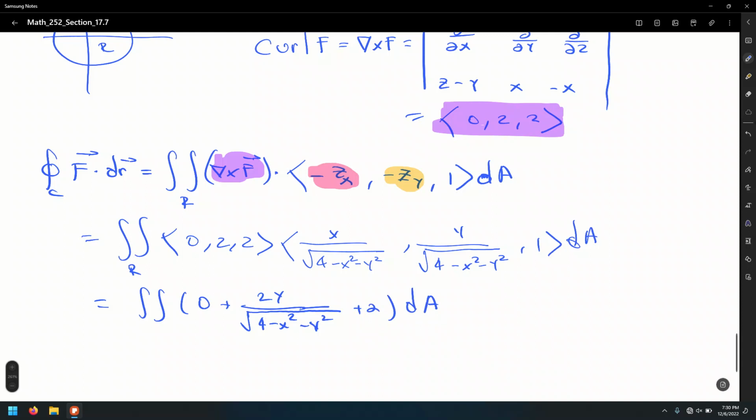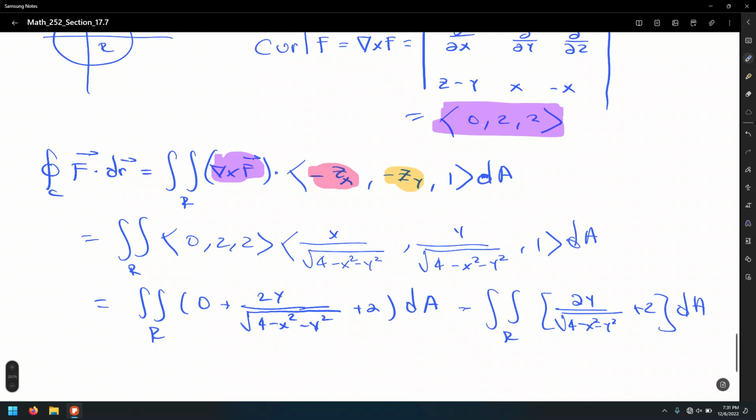All right. Let me clear some symbols here. That's the double integral over R of 2y over the square root of 4 minus x squared minus y squared plus 2 dA. All right. Now, here is the thing. So here is the integral that we get to evaluate.